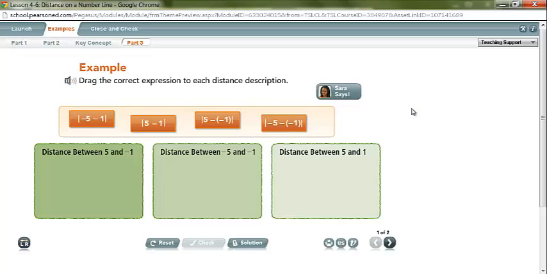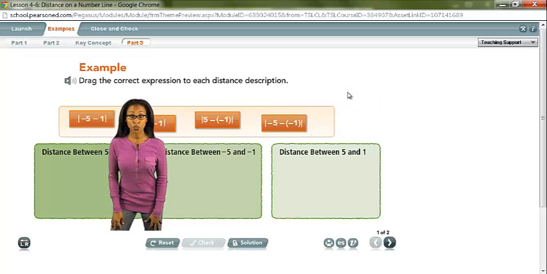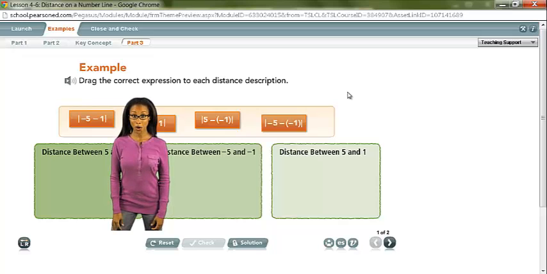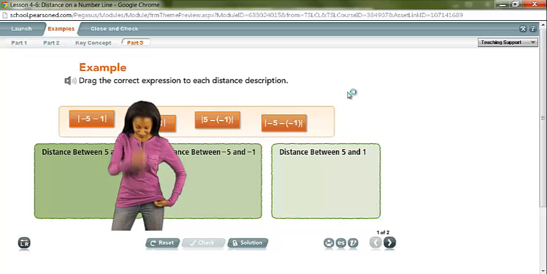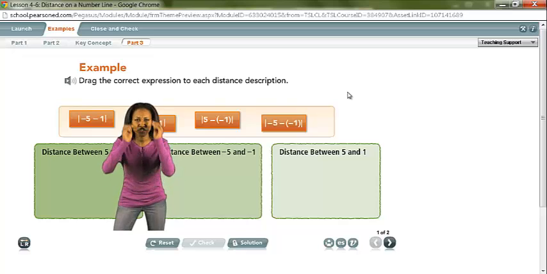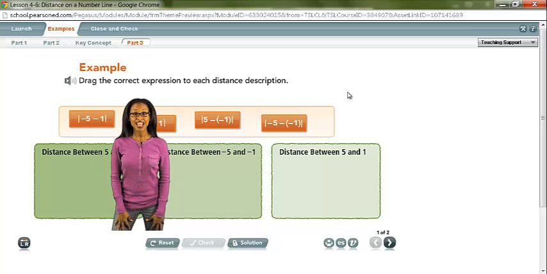Drag the correct expression to each distance description. Okay, so let's see what Sarah has to say to help us. That's a lot of 5s, 1s, and negative signs. Oh, and subtraction signs too. I need to focus on seeing each expression inside the absolute value symbol as being in the form of A minus B or B minus A, so I can identify A and B in each case.